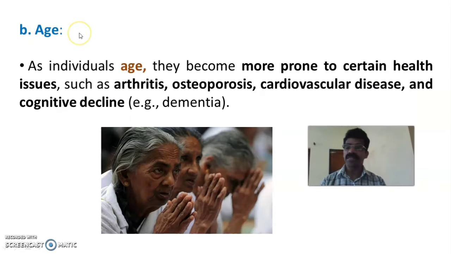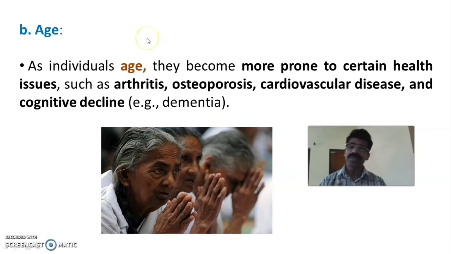Next one is age factor. As individuals age or get aged after 60, 70, 80, they become more prone to certain health issues such as arthritis, that is joint pain, osteoporosis, bone related disorders, then cardiovascular diseases and even cognitive function decline, reduction of cognitive or intelligent function. For example, dementia is a disorder which is seen in old age people, related to memory.